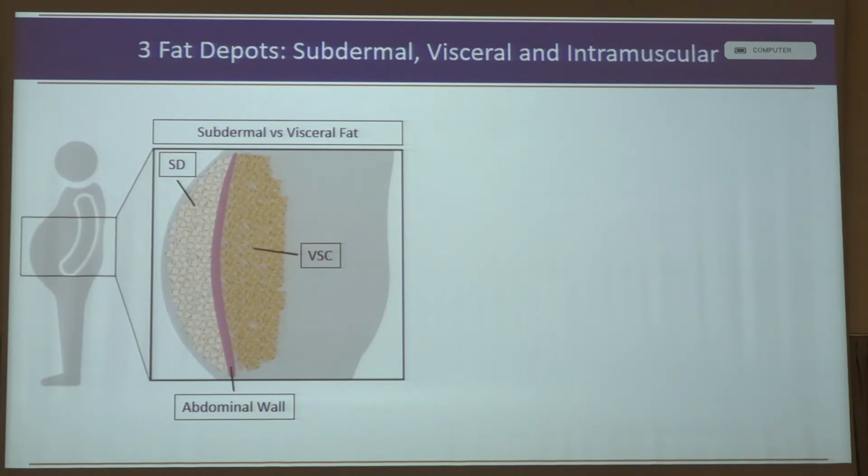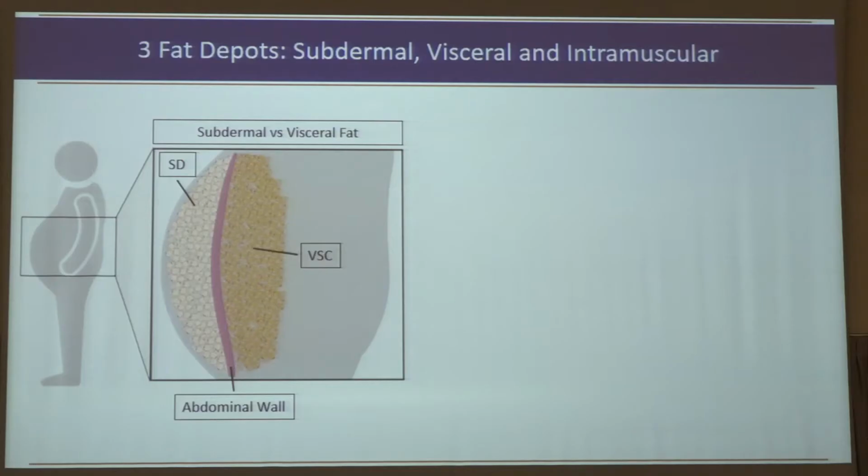I first want to introduce three possible fat depots in the human body. Subdermal, visceral, and intramuscular. Subdermal is located throughout most of the human body, mainly underneath the skin. So if we see in the abdominal area, the subdermal fat would be located on the exterior part of the abdominal wall. However, visceral fat, which is located in the abdominal area, is located inside the abdominal wall.